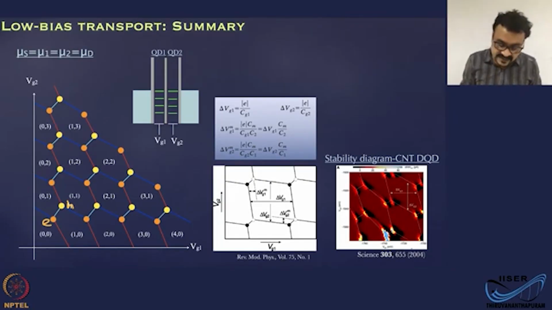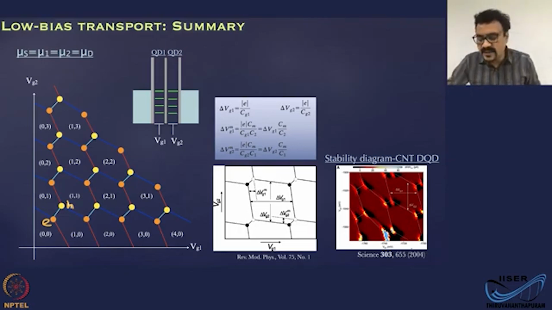That is, inside the hexagon, the charge state is stable. The number of electrons cannot change, and current is possible only at the edges of these hexagons. Those are the triple points where 3 charge states are degenerate, by which you are getting a current flow in a sequential manner. All right. Now, that is a summary so far.